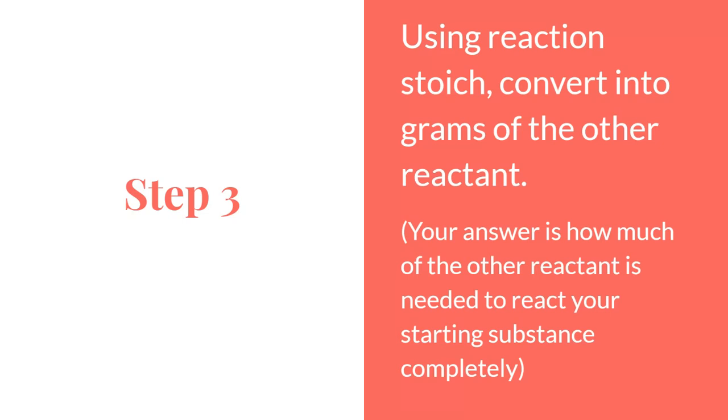The next step then is to use reaction stoich to convert into grams of the other reactant. So in this case, we are going to go from potassium into that copper oxide. And that answer, remember, is how much copper oxide you need in order to react the potassium completely. So please pause the video, give this a try, and then hit play when you are ready.